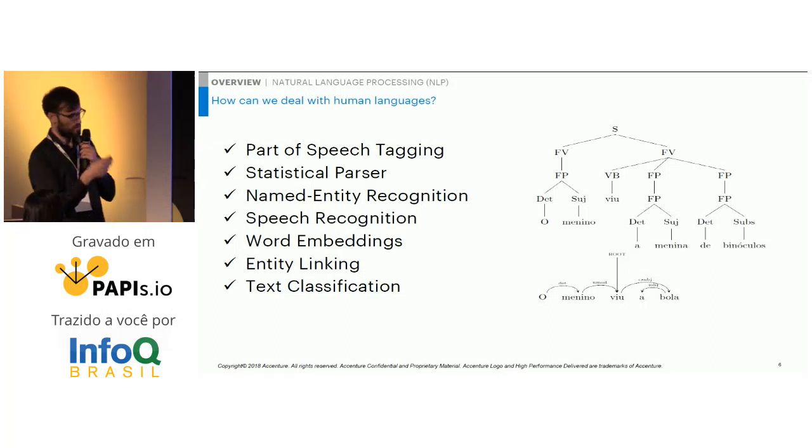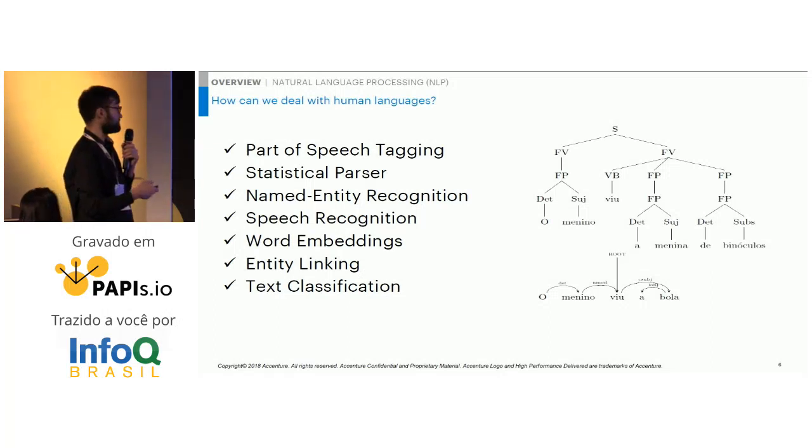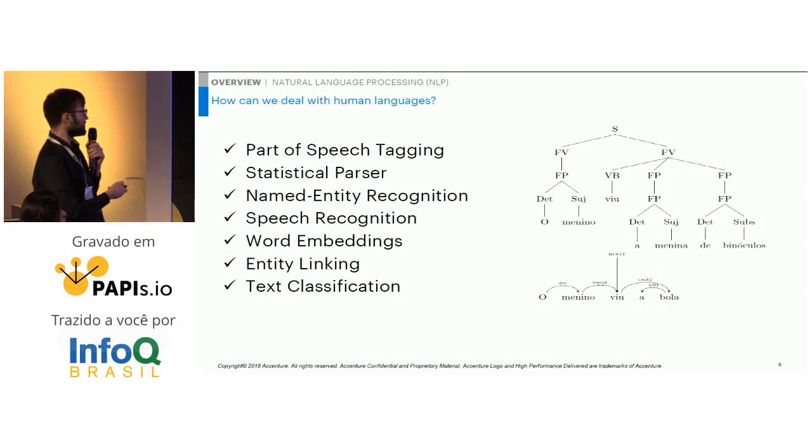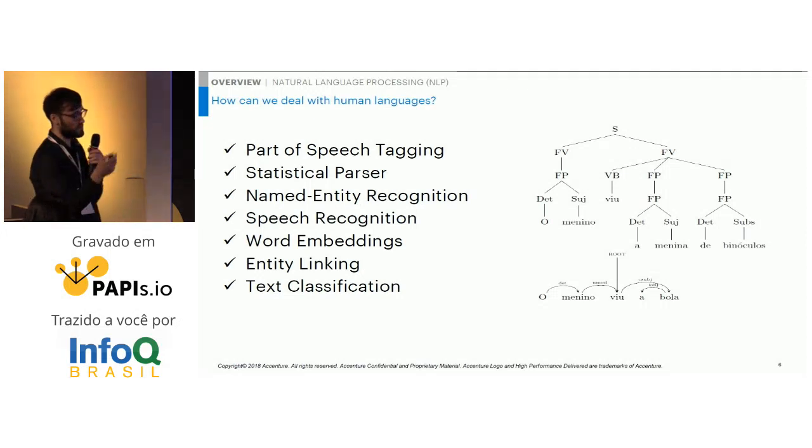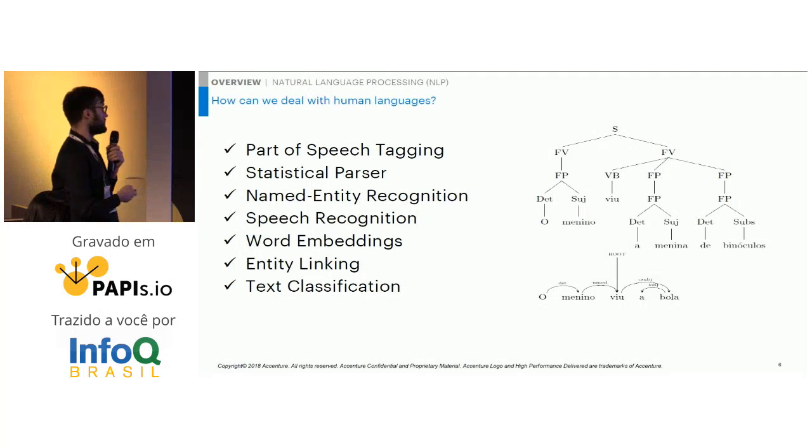So other tasks or representations are word embeddings. Entity link recognition is a very interesting area that combines entities and tries to relate them with other entities, also using probabilistic models. And of course, text classification, which is the more known task here.